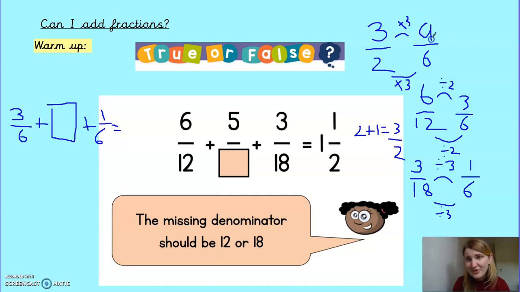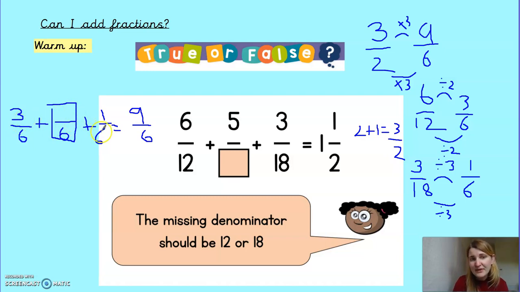So 3/6 add something/6, add 1/6, is going to equal 9/6. And now this should be a little bit easier. When we add, our denominator stays the same. So that would mean 6, 6. This one's going to need to be 6.